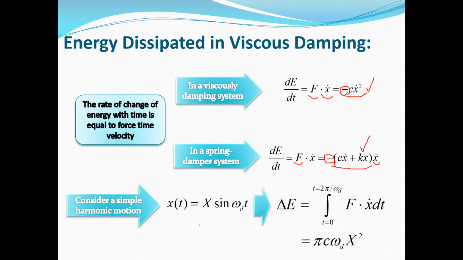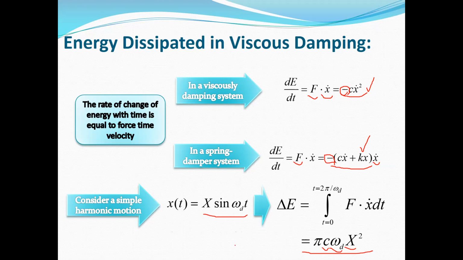x(t) as a simple harmonic motion, which usually in a vibrating system we have, a harmonic motion. And if you substitute for the velocity in your equation and for your displacement, you can obtain the energy for a cycle, which is equal to pi times c times omega d times X squared, where this uppercase X in fact is the amplitude of your response. Omega d is the frequency of the damped system. C is the damping constant in your system.